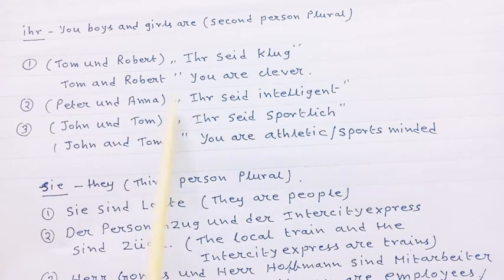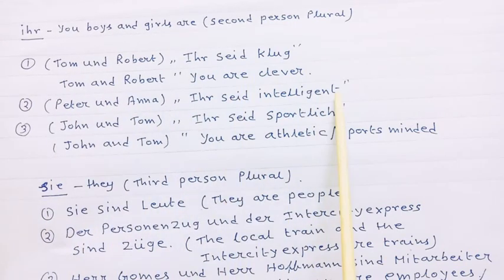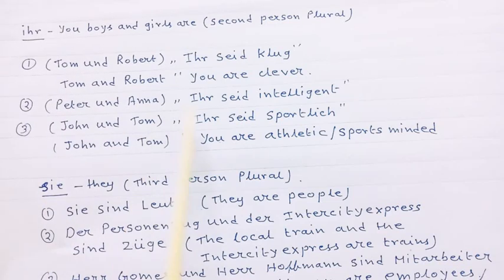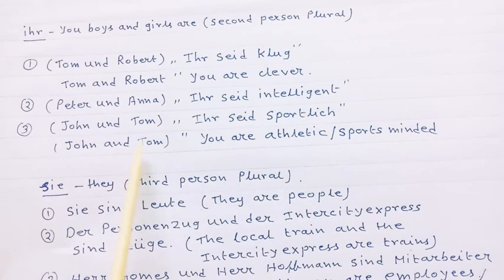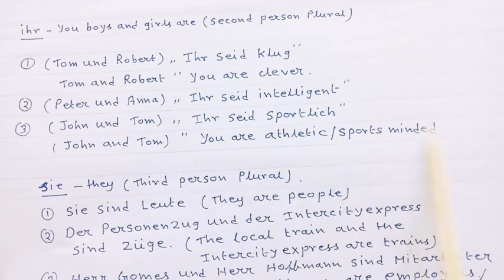Peter und Anna, ihr seid intelligent. Intelligent. Now in German you can tell, in English it is still intelligent. In German it is called intelligent. John und Tom, ihr seid sportlich. John und Tom, you are athlete or sports minded.